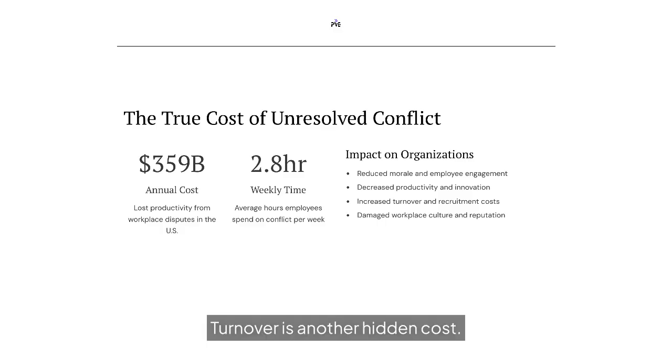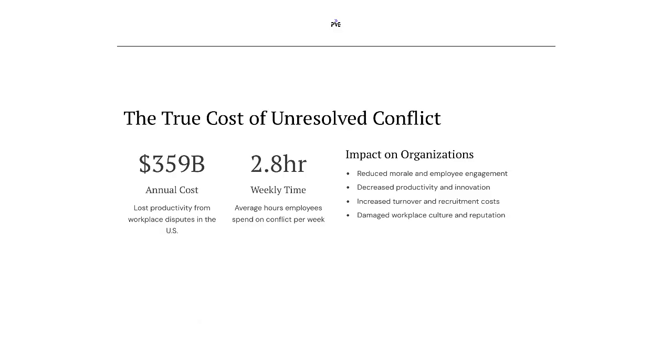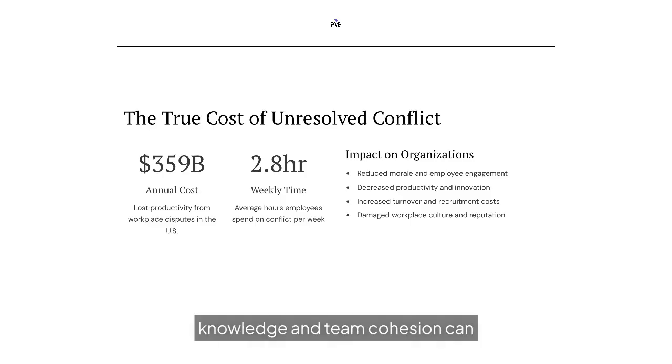Turnover is another hidden cost. Talented individuals often leave not because of their workload, but because of the environment surrounding them. Replacing those employees means spending time and money on recruitment, onboarding, and retraining. Meanwhile, the loss of institutional knowledge and team cohesion can take months or even years to repair. Conflict also affects reputation. Internally, it creates silos and resentment. Externally, it can influence how clients, partners, and even future employees perceive the organization. Companies that fail to address disputes risk appearing disorganized or lacking empathy.